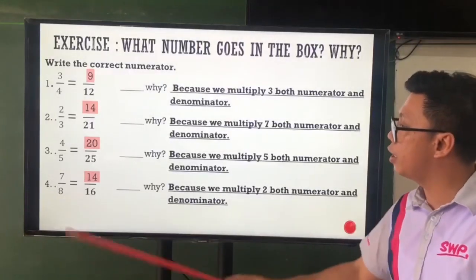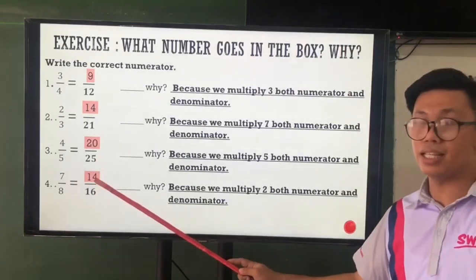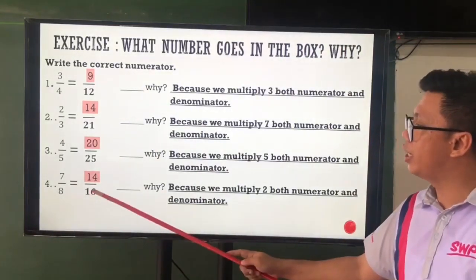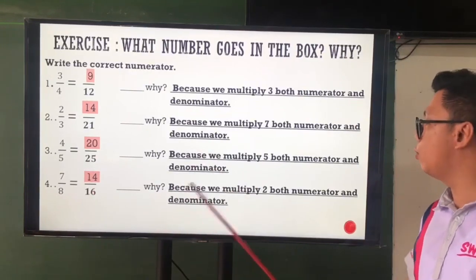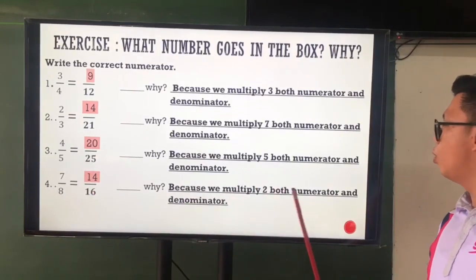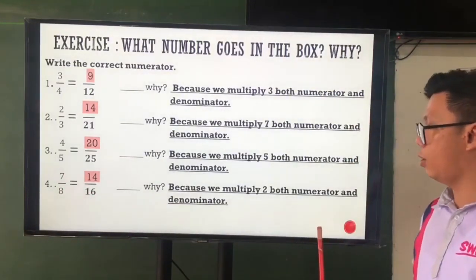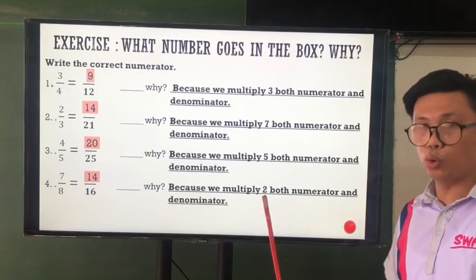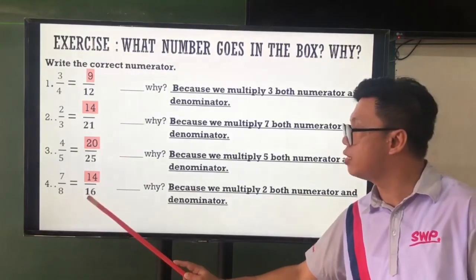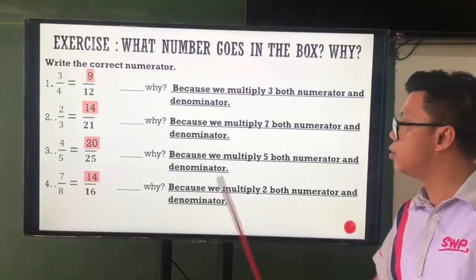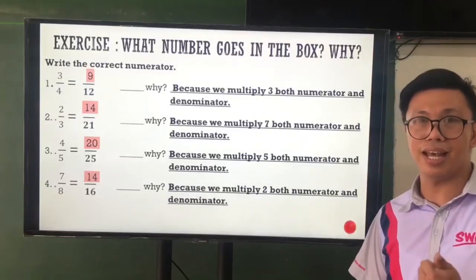Now let's go to exercise number 4. We have here 7 over 8 equals, the answer is 14 over 16. So why 14? Because we multiply by 2 both the numerator and the denominator. So why do we use 2? Because we divide 16 by 8, so the answer is 2. So we use 2 to get the 14. Understand? Very good.